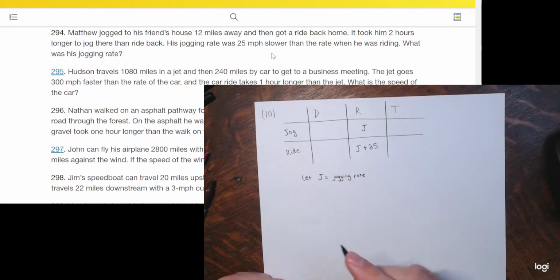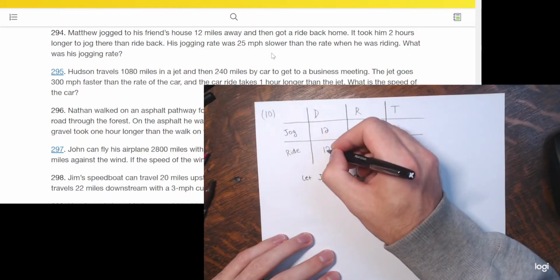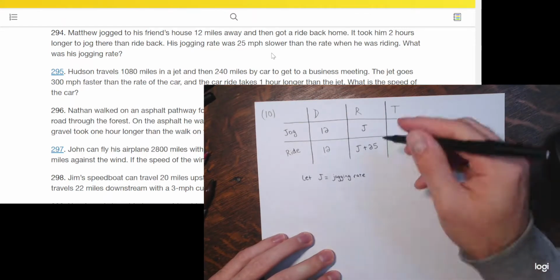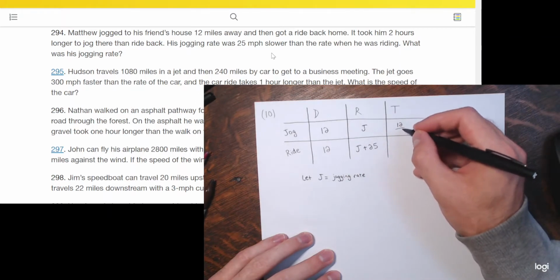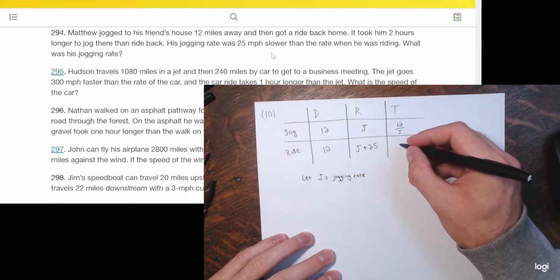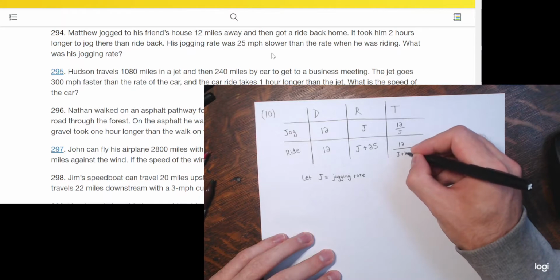And then both the distances are the same, right? Because he's jogging to a friend's house and then going right back to the place he started from. So the friend's house is 12 miles away, so he jogged 12 miles and then got a ride the 12 miles back. Right, and then the times. The time jogging, 12 divided by J. Time is distance divided by rate. The time riding in the car, 12 divided by J plus 25.